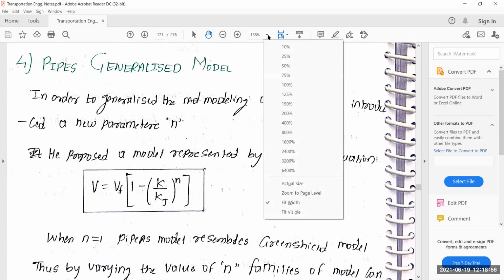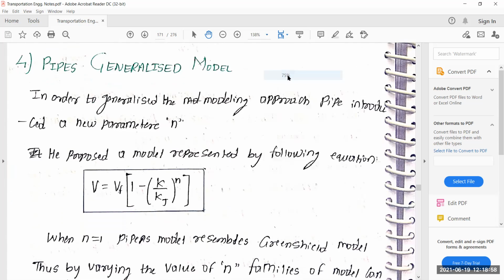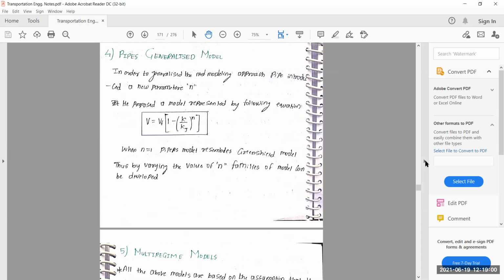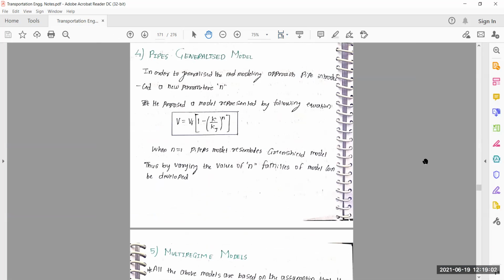So basically, in the last session, I discussed the Greenshields model. The next model under the microscopic models is Pipes' generalized model. So the next model is, I think, model number 4.